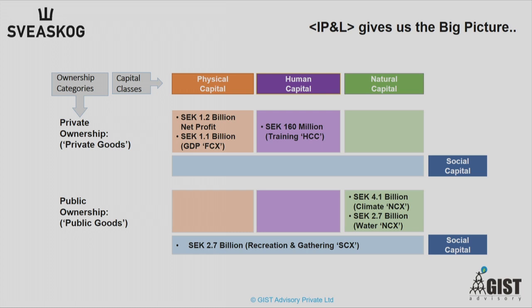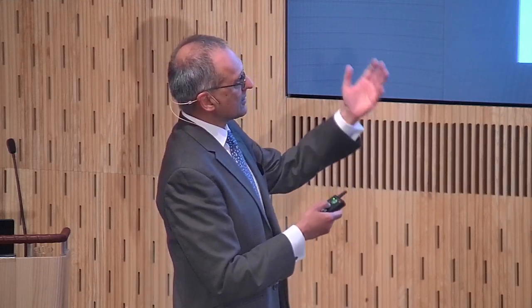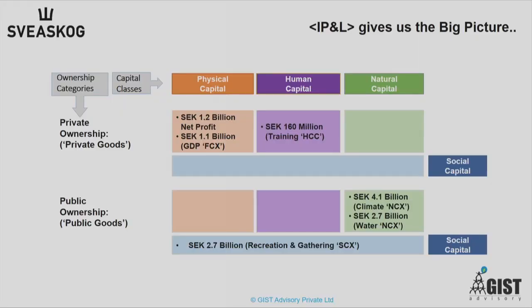In a highlight, there's 160, in addition to the physical capital, because let's look at GDP. GDP measures all kinds of things, not just profits. There are other elements of physical capital other than just shareholder earnings, so we measure that. Human capital, that's basically the value that training and development provides to employees, so we measure that. That's 160 million Swedish krona.